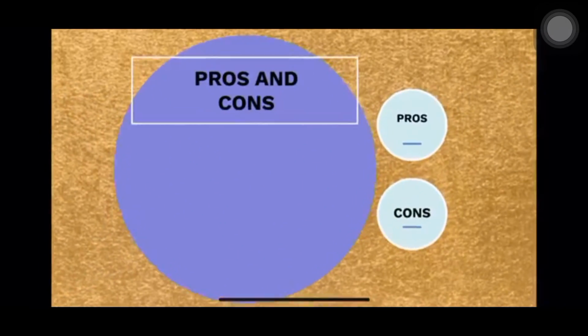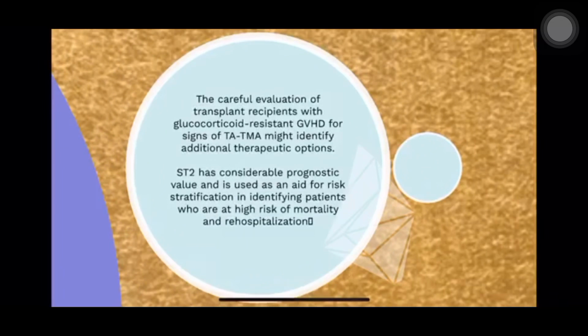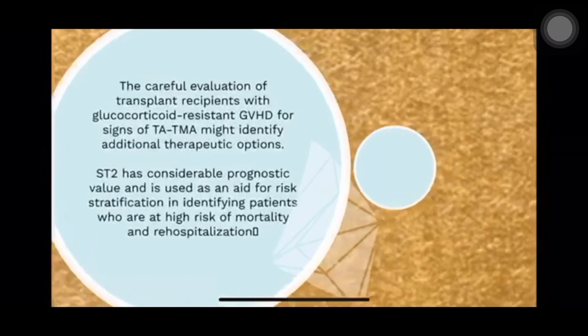Pros and cons. Pros. The careful evaluation of transplant recipients with glucocorticoid-resistant GVHD for signs of TA-TMA might identify an additional therapy option. ST2 has considerable prognostic value and is used as an aid for risk stratification in identifying patients who are at high risk of mortality and hospitalization.